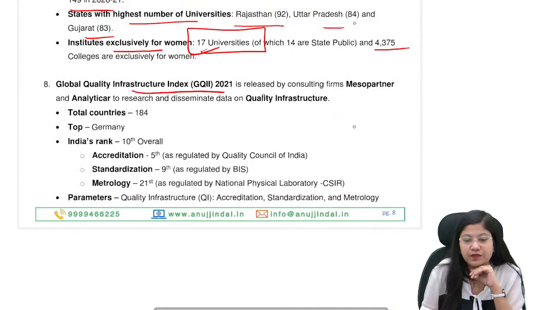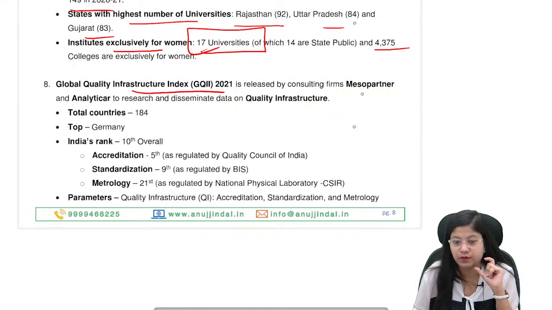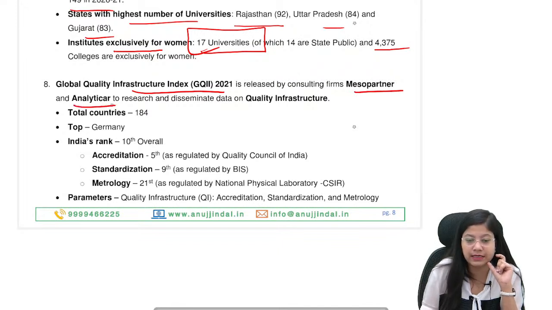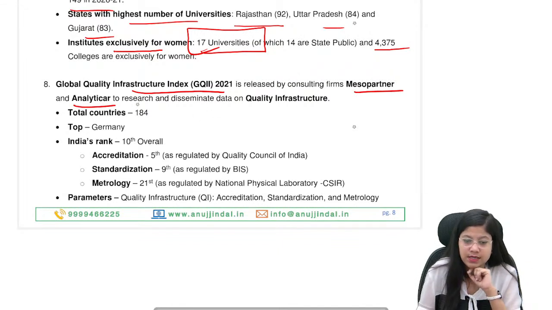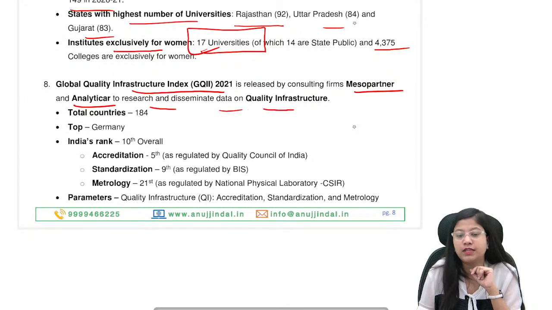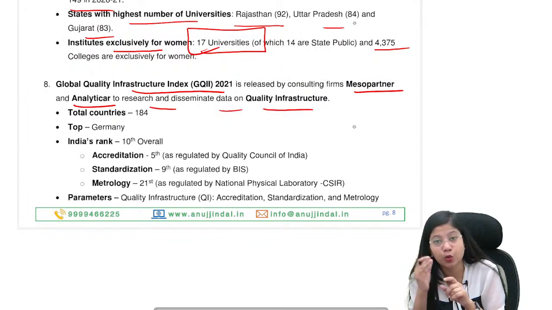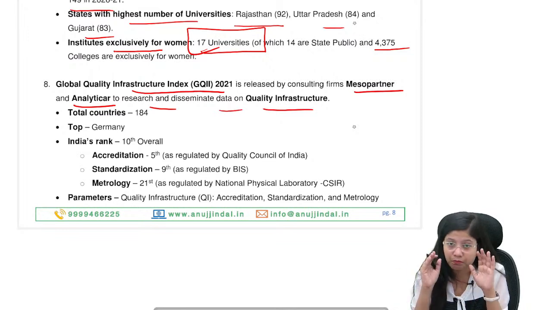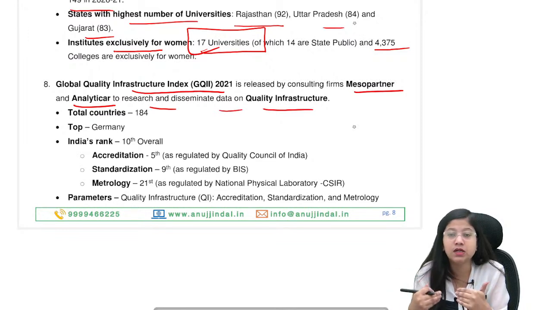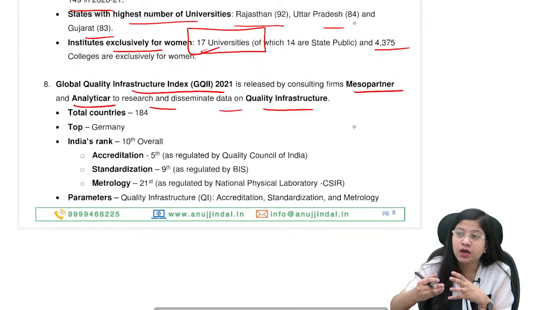Global Quality Infrastructure Index 2021. It was released by Meso Partner and Analytical, okay, to research and data on the quality infrastructure. Do remember, it is not infrastructure's quality, it is the quality's infrastructure. That means we are going to assess the infrastructure of the quality measurement.